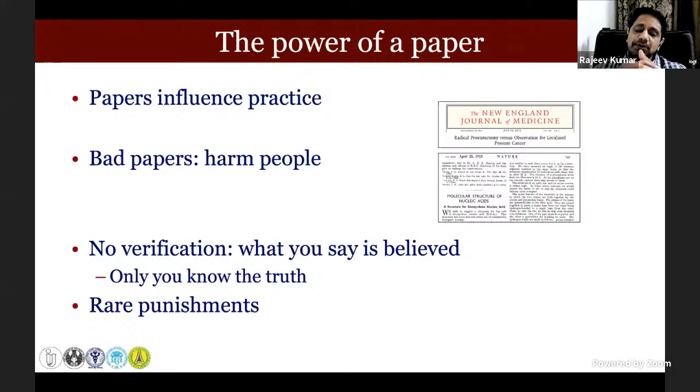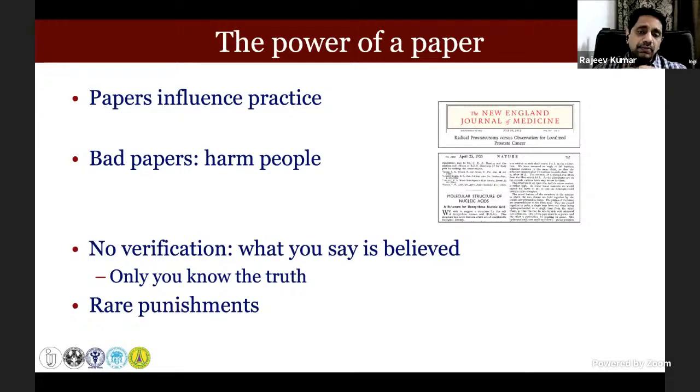Therefore, if what's published in an article is either not true, not really valid, or poorly done, it has immense potential to harm people. Very rarely is the data actually verified. I cannot recall more than one article in 5 years, maybe 1 in 2 years, where we've asked for raw data from the authors to verify that the data is actually genuine. You simply trust what the authors are saying.